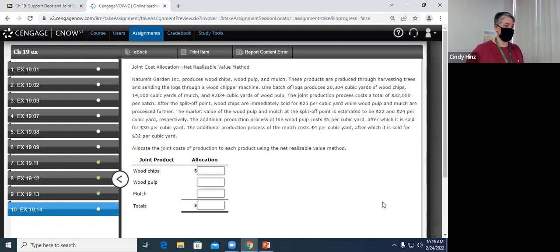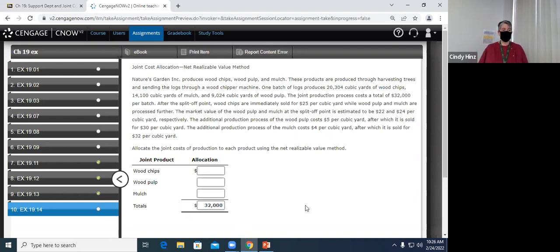One batch of logs produces 20,304 cubic yards of wood chips, 14,100 cubic yards of mulch, 9,024 cubic yards of wood pulp. The total joint production process costs $32,000 per batch. Okay.